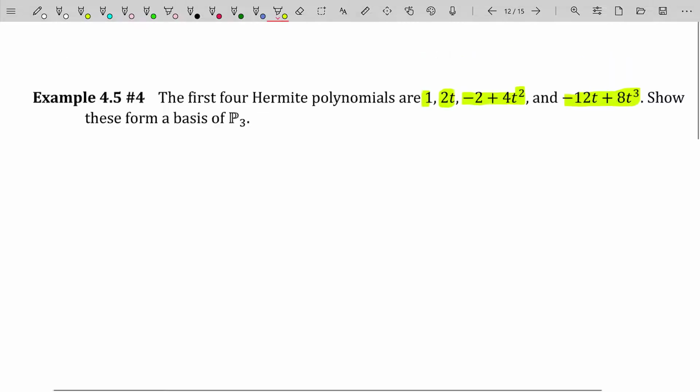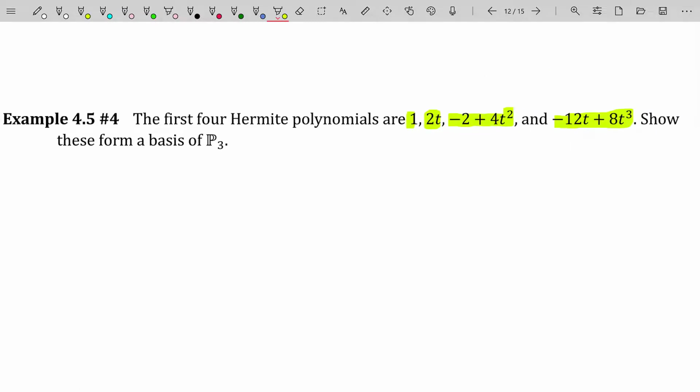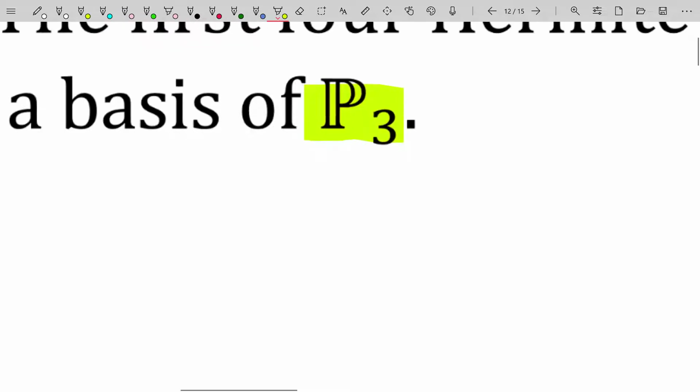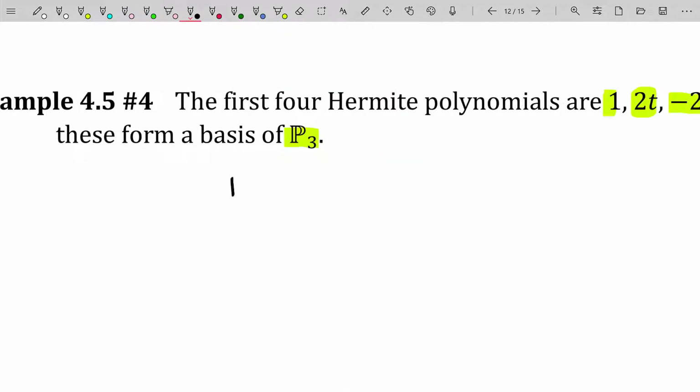Show that these polynomials form a basis of P3. Now, it really helps to remember that P3 actually is a 4-dimensional vector space. We would say that 1, t, t squared, and t cubed form the standard basis for this space. The dimension of P sub 3 is 4. However, let's not assume that here. Let's just see what happens.